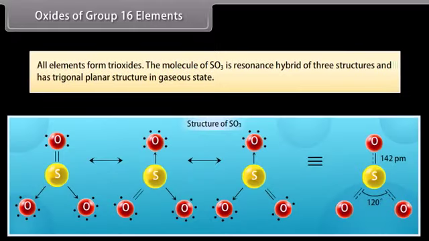The molecule of SO3 is a resonance hybrid of these structures and has a trigonal planar structure in the gaseous state.